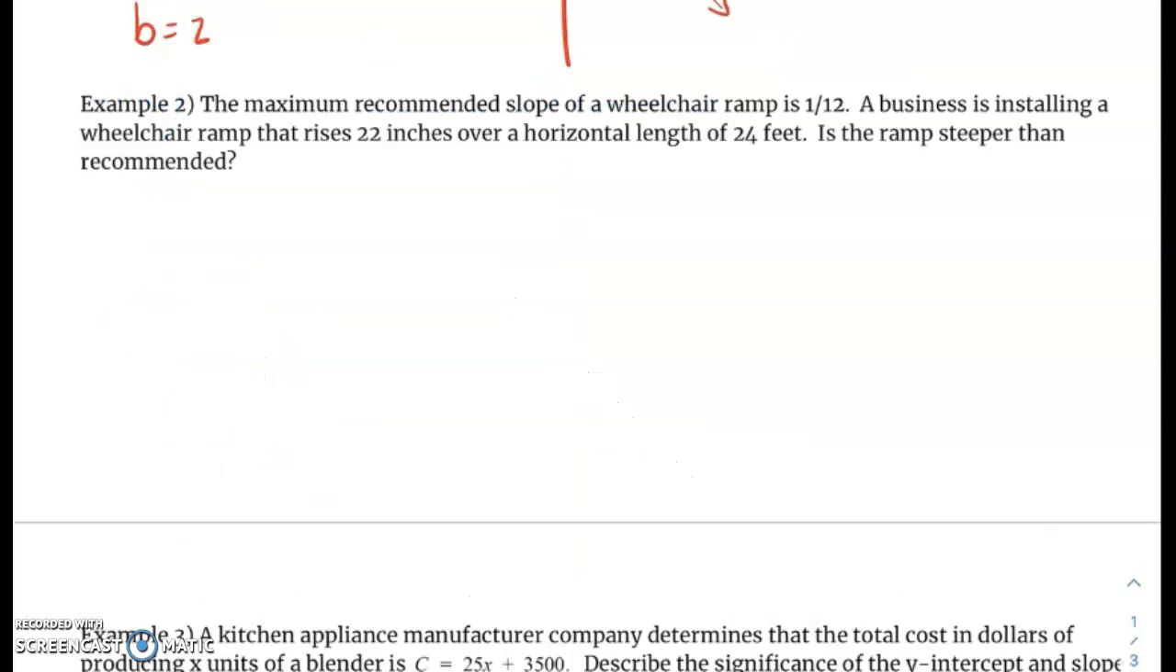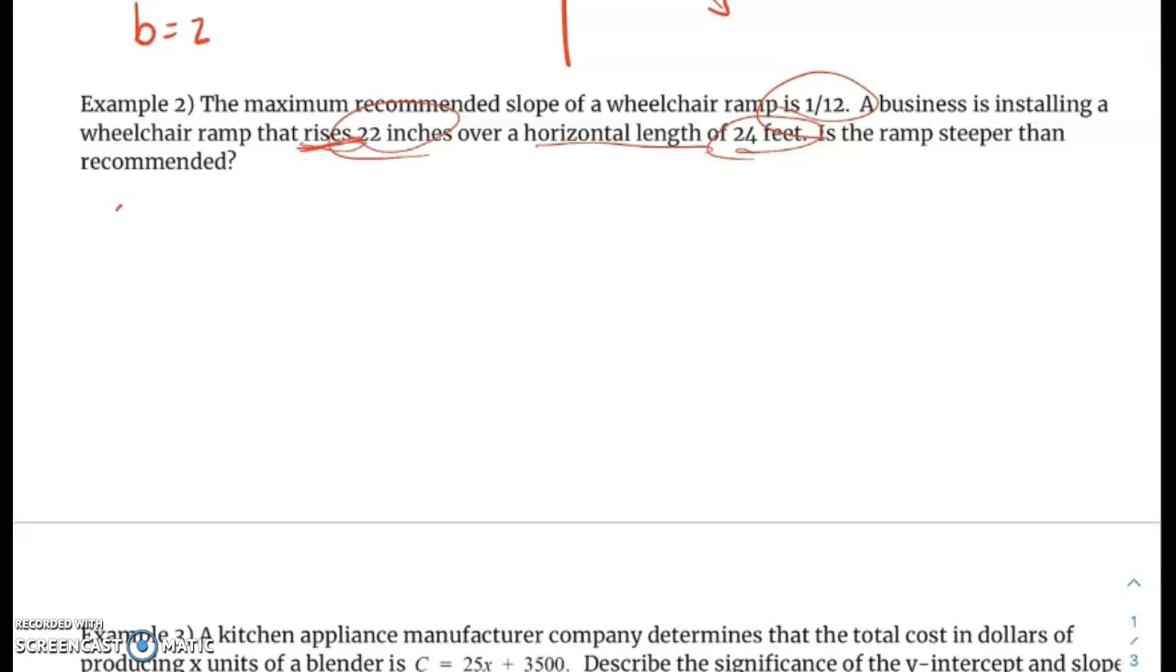Example 2, the maximum recommended slope of a wheelchair ramp is 1/12. A business is installing a wheelchair ramp that rises 22 inches. So that's vertical over a horizontal of 24 feet. Is the ramp steeper than recommended? Well, let's change. So we're looking at 1/12, but we need to go ahead and change either inches into feet or feet into inches. Let's go ahead and do feet into inches.